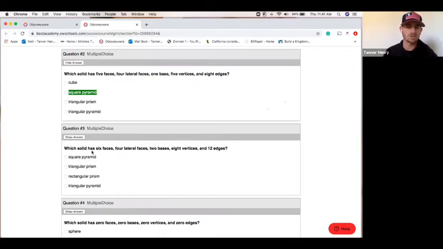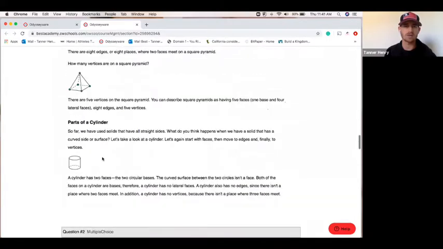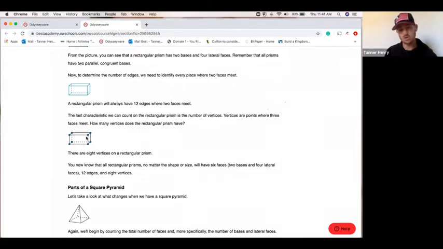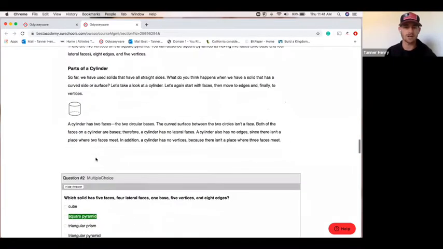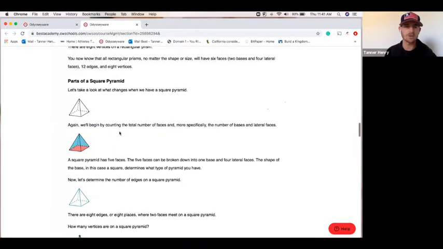So this one says, which solid has 6 faces, 4 lateral faces, 2 bases, 8 vertices, and 12 edges? So it's easier if we look at the shapes. 2 bases, does it eliminate any of them? Maybe triangular prism, triangular pyramid. So it's not going to be square pyramid because we just did, but let's just double check with rectangular prism. So 6 faces, we go back up here. 1, 2 on the back side, 3 up top, 4 on the bottom, 5 on the right, 6 on the left. Perfect.